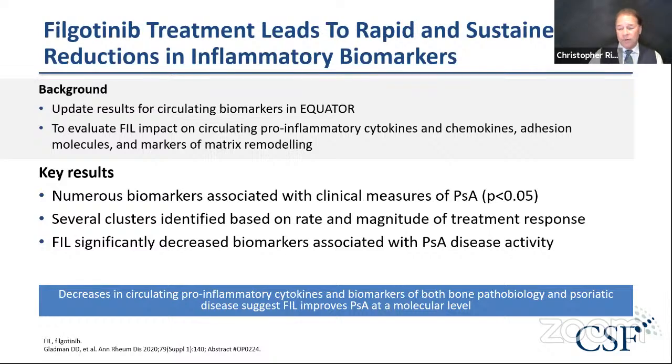The other important finding, I thought, from this study was that there was a rapid and sustained reduction in inflammatory biomarkers. Numerous biomarkers associated with clinical measures of PSA were noted to be markedly decreased, SED rate and CRP in particular. Several clusters were identified based on the rate and the magnitude of treatment response. Filgotinib significantly decreased these biomarkers associated with PSA disease activity. So an important finding that looks at things differently than PROs and physical exam findings, but truly acute phase reactants.